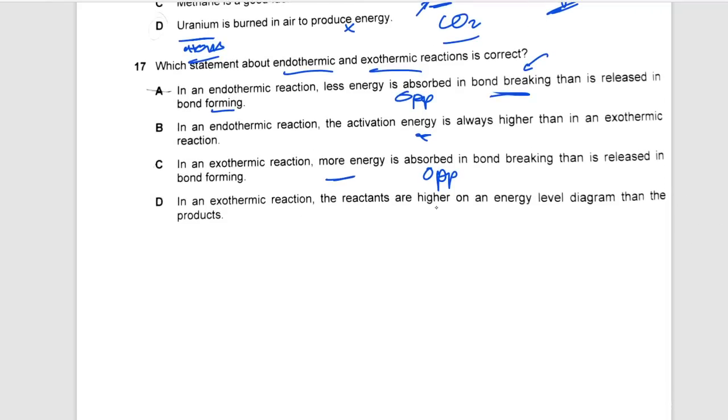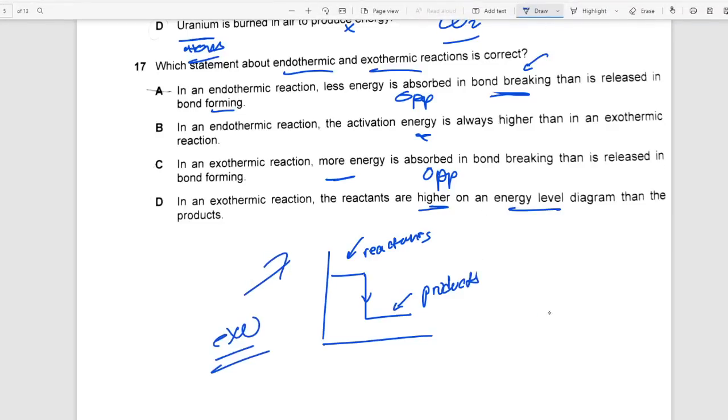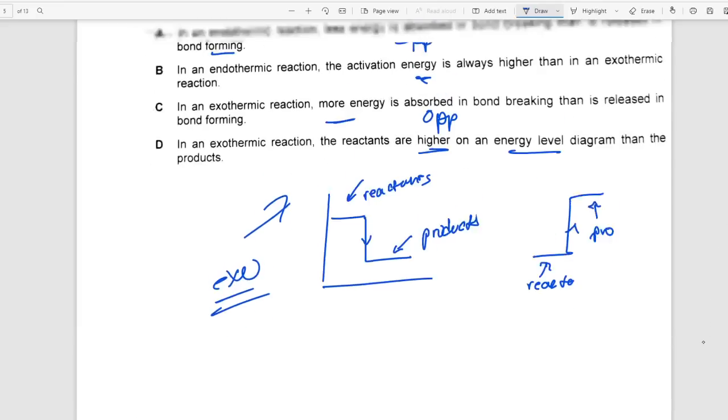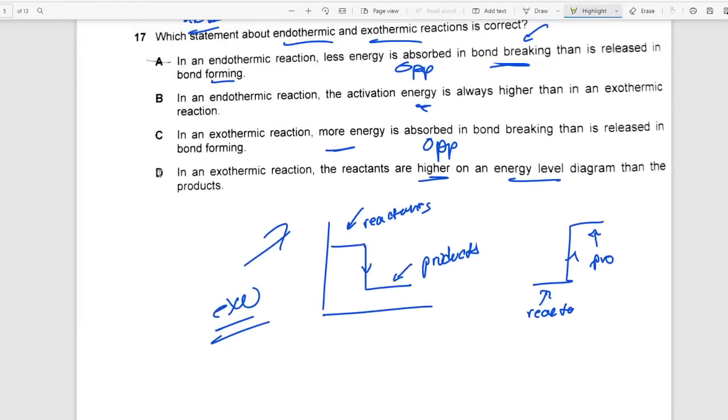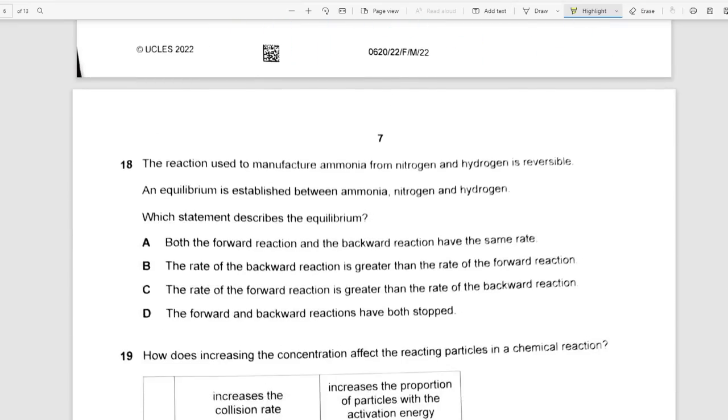In an exothermic reaction, the reactants are higher on the energy level diagram, and that is correct, because when we draw the energy level diagram, this side is the reactants, this side right here is the product. This is for an exothermic reaction. For the endothermic reaction, it will be like this. This is where the reactants are and this is where the products are. So the answer should be D. Okay, we'll move on to the next question.